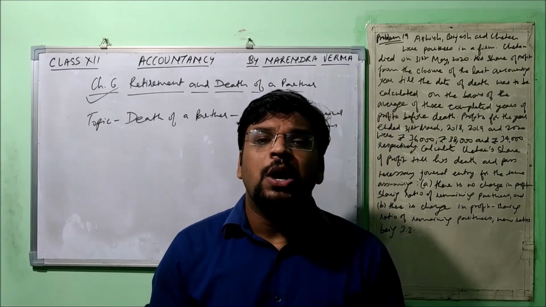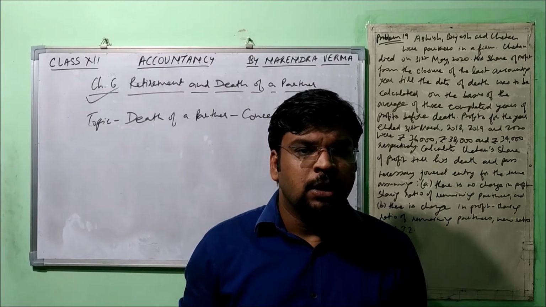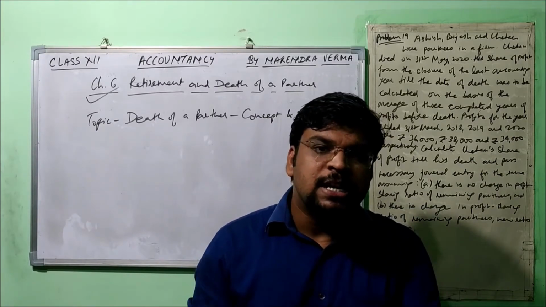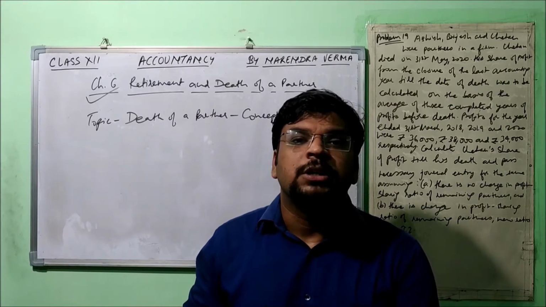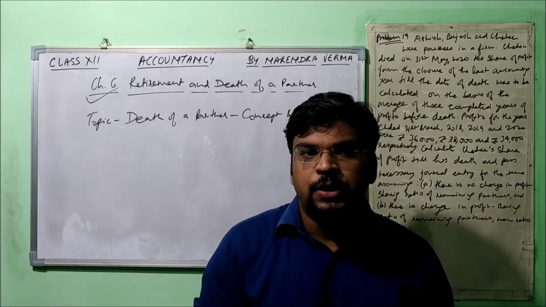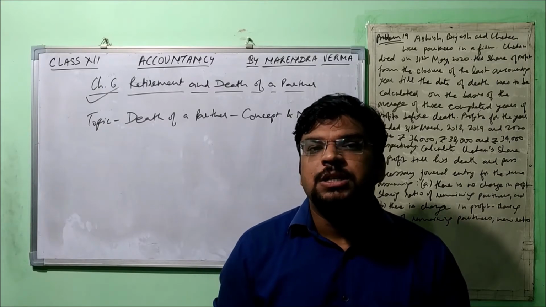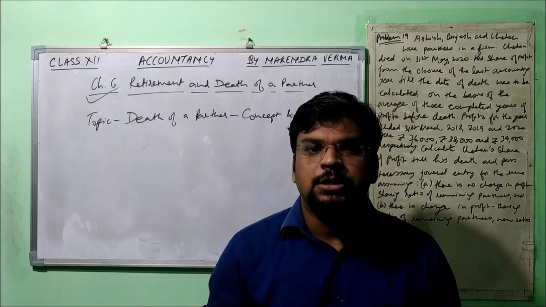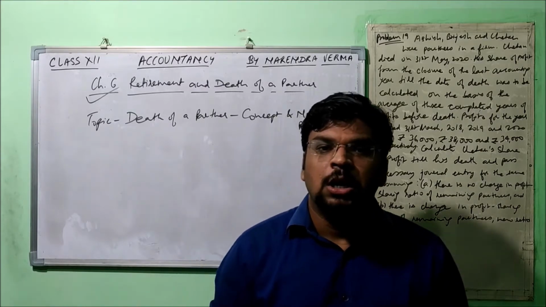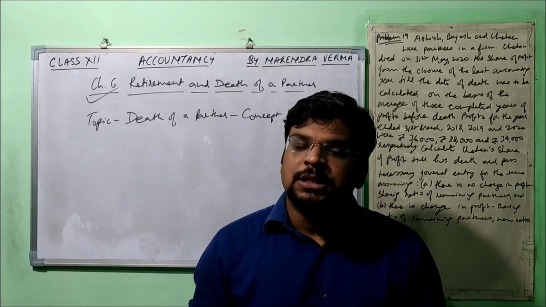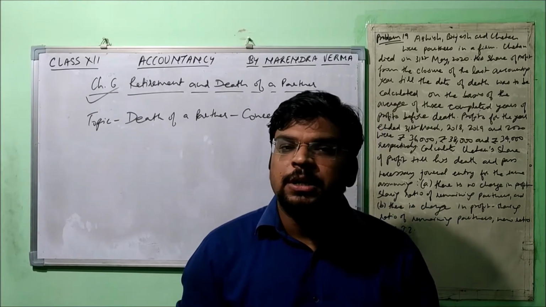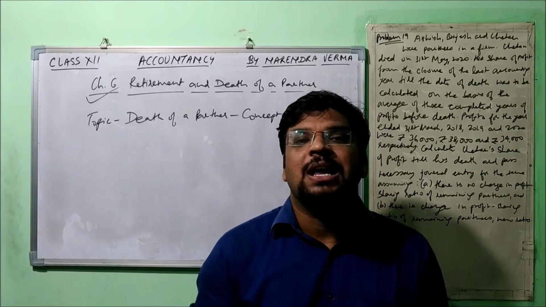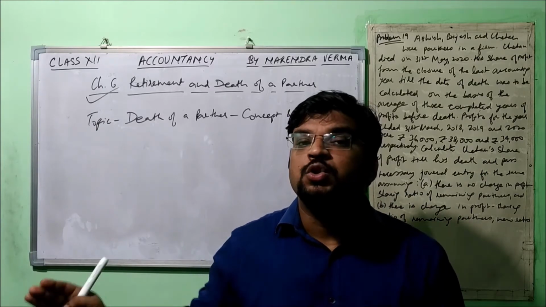Like I told you, from an accounting point of view both are similar, meaning as many adjustments as we do at the time of retirement of a partner, the same adjustments are done at the time of death of a partner as well. But one thing changes here. When the amount due to a retiring partner is calculated, that is either paid to him immediately or transferred to his loan account, because the person is still alive. But here the person is no more.